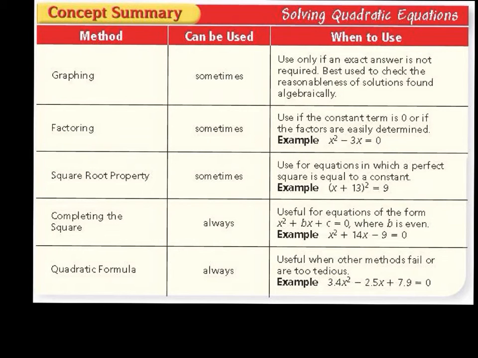We have had 5 different methods we could use to solve quadratic equations. Graphing is only useful if an exact answer is not required, best used to check reasonableness of solutions found algebraically. Factoring is great when it works, if the constant term is 0 or if the factors are easily determined. Square root property is nice when it works as well, but it only works in special occasions when you have a perfect square. Completing the square always works, but it's kind of a lot of work, whereas the quadratic formula is slick and it will work for anything, even decimals, we don't care.